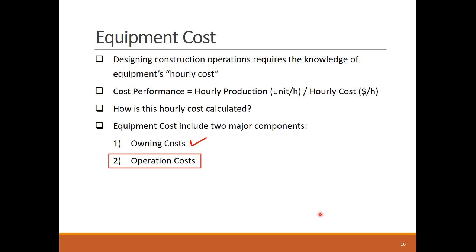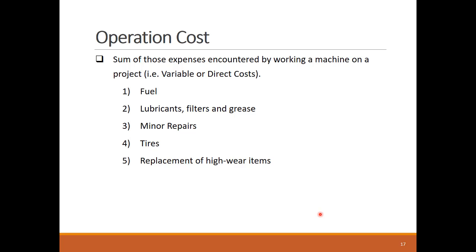We learned so far about the ownership cost, which includes depreciation, overhaul, insurance, property taxes, and storage. Let's check now the operation costs. Operation costs are variable expenses that depend on the utilization level and operation hours of the equipment. So theoretically, an equipment will have zero operation cost if it stays idle for the whole year. Let's briefly describe each one of the 5 main operation costs.